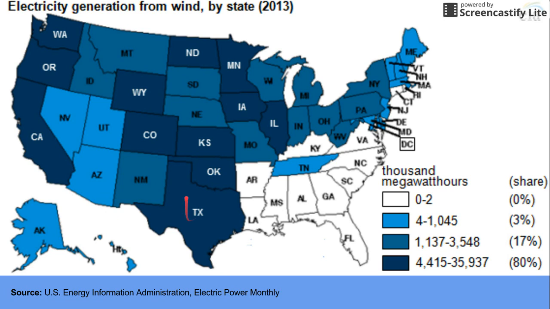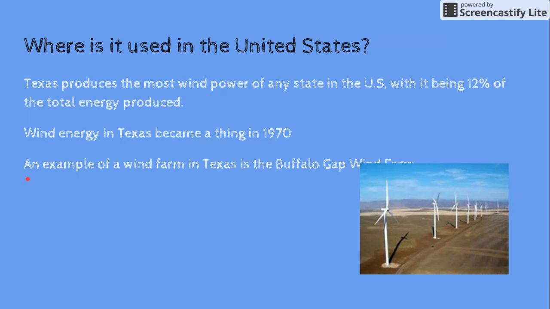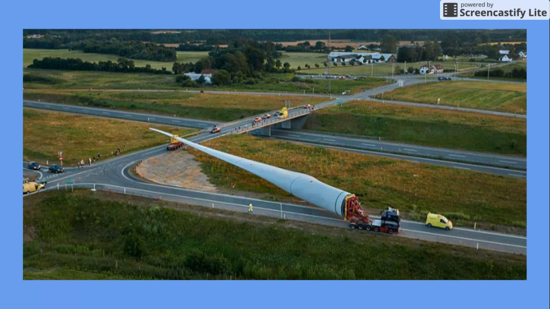And this is Texas, in case you didn't know, one of our larger states, which is where the most wind energy is produced. Another interesting fact is that wind energy started being used and researched in 1970, which is also probably why it's used so much today, with it being 12% of their total energy produced.